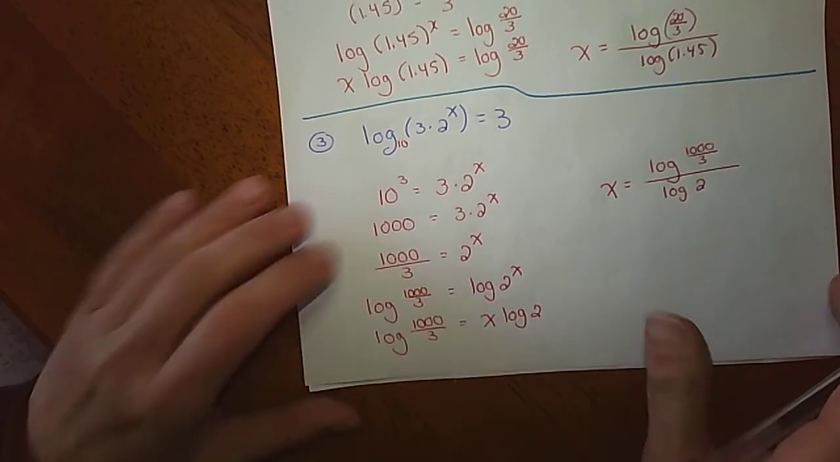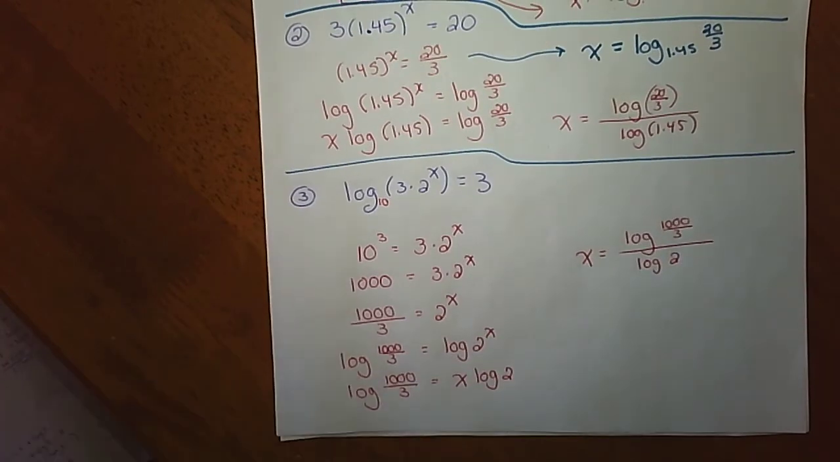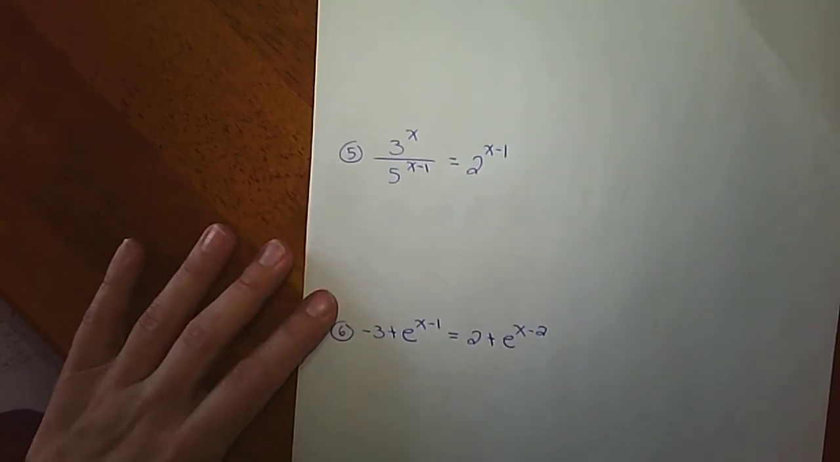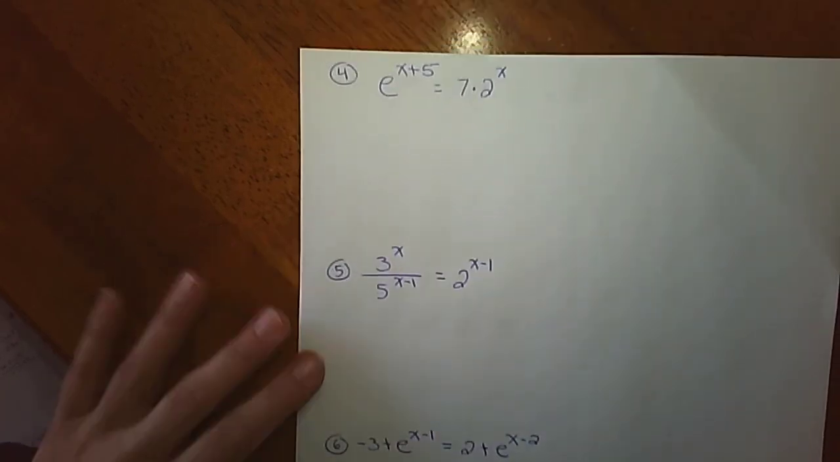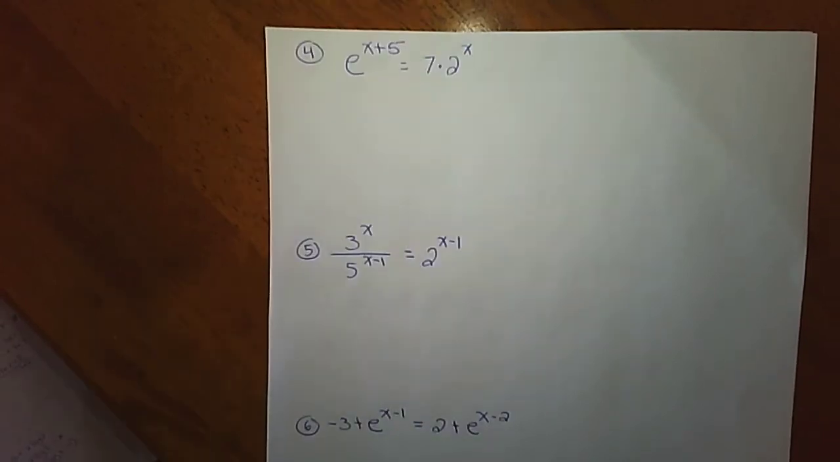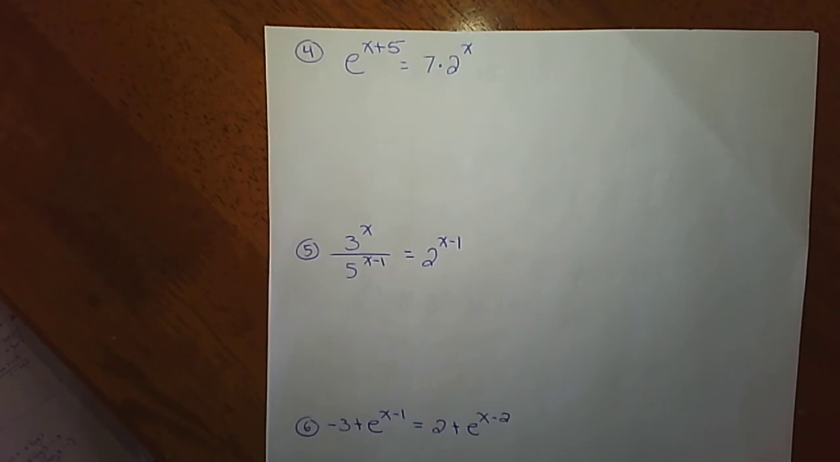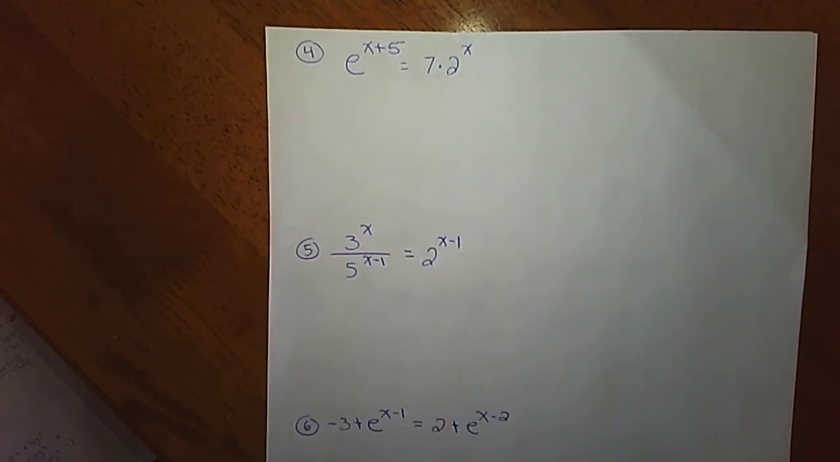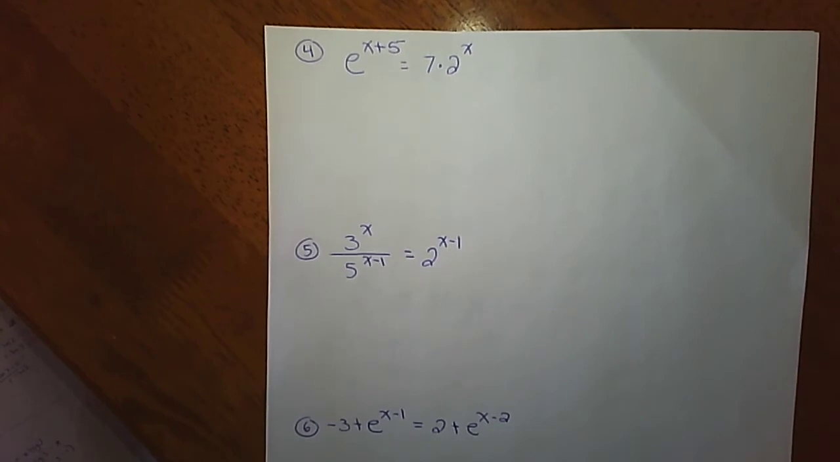All right, so we're going to do some more of these. Expose you to a few different things here. Now we're going to solve exactly, when we slide this down, for these. So this is e to the x plus 5 equals 7 times 2 to the x. So now they're getting trickier. But if you notice, the fact that the bases are different, that's the problem. And the best way to fix it is to log it.